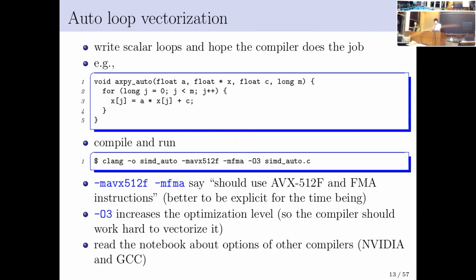In this approach, you simply write ordinary scalar loops and just hope the compiler does the job. This is the simplest code, which almost any vectorizing compiler is able to handle. Just a simple for loop. Iteration j takes the j-th value from the array x, multiplies it by x plus c, and stores it into the same place.